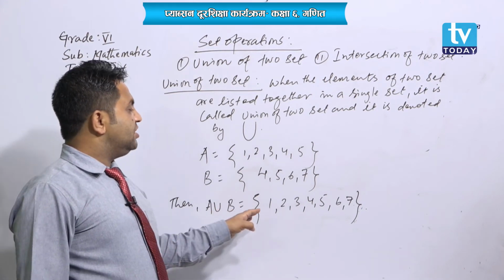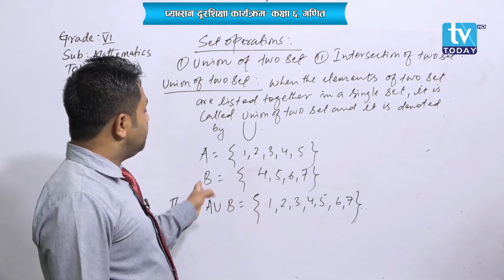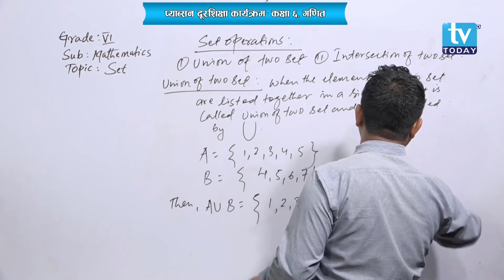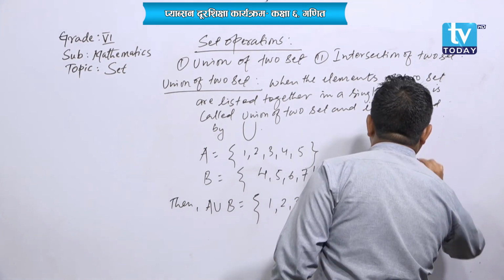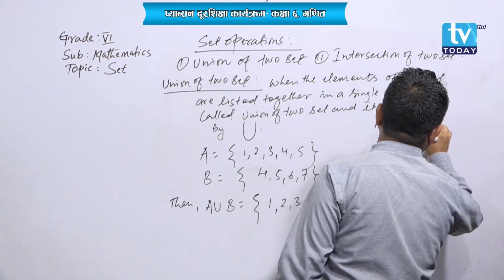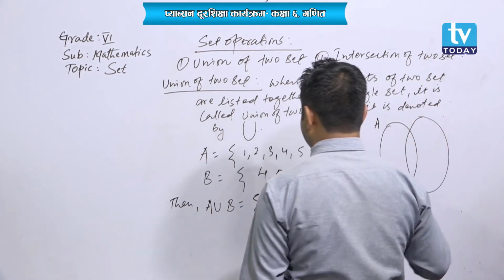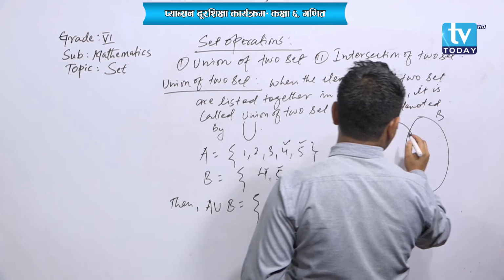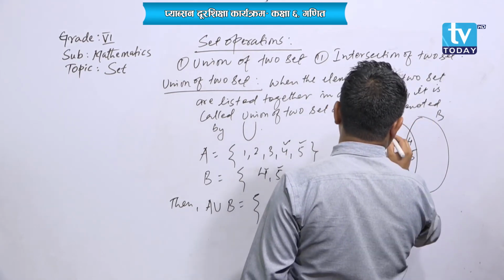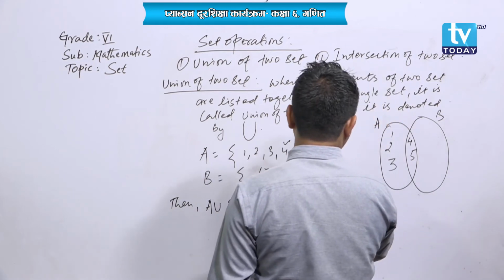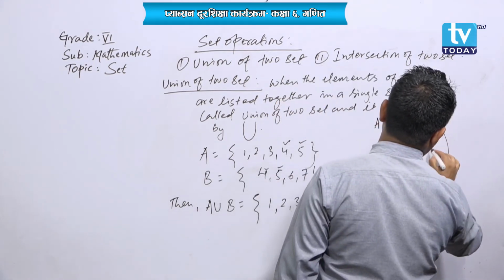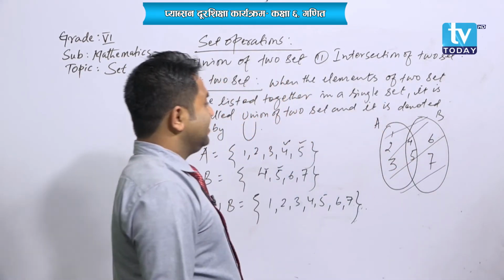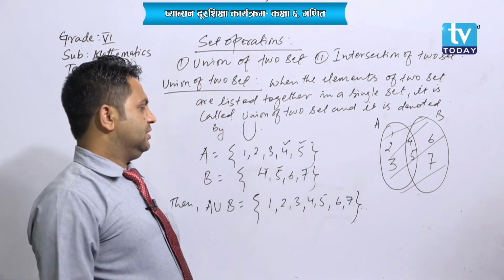In the union of two sets, we can represent both sets in a single set. And in a diagram also, you can show. This is set A, this is set B. Please write the common elements first: 4, 5. Then 1, 2, 3, the remaining elements. Then 6, 7. This is called the union of two sets A and B. Alright? Okay.